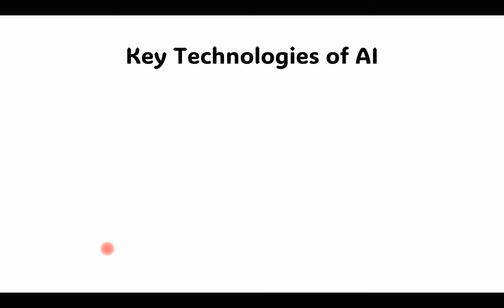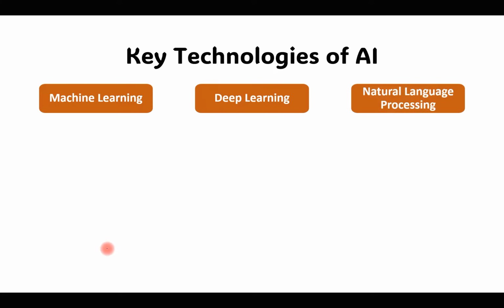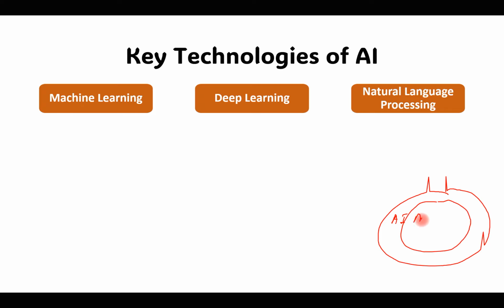Now let's understand the key technologies behind the AI system. When we talk about the key technologies behind AI, three things come into the picture: machine learning, deep learning, and natural language processing. And how are these all related? AI is a broad field. Machine learning is a subset of this, and deep learning is a subset of ML, but indirectly these are all related to AI, where AI is the broader picture, or the broad area in this latest technology.